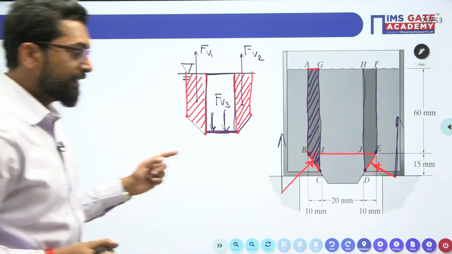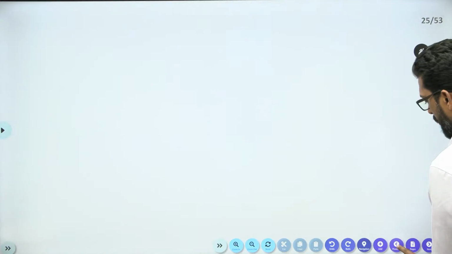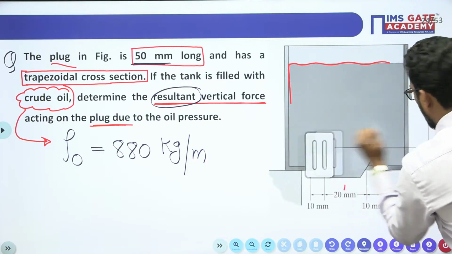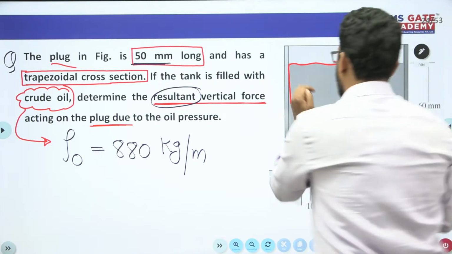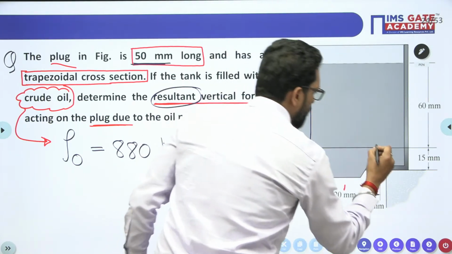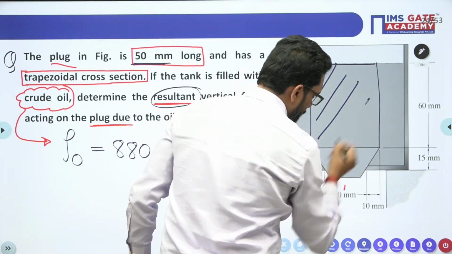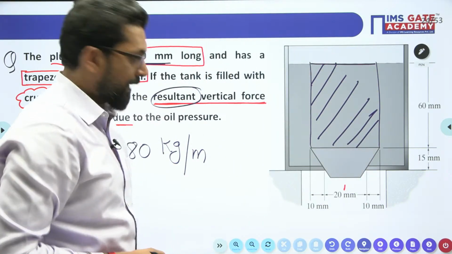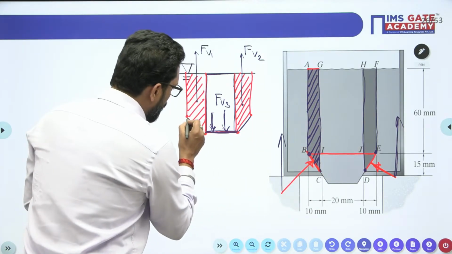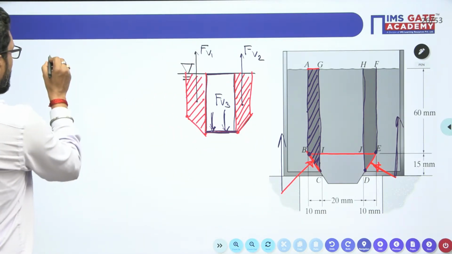FV3 is only due to this portion. If you project it to the free surface, this is due to FV3. Right? And FV1 is due to this one. Okay, so what is the net vertical force?